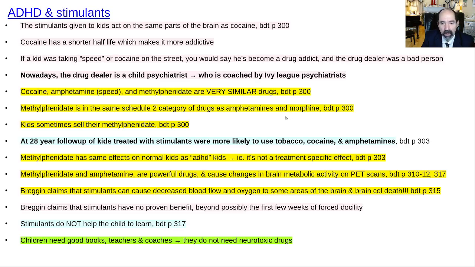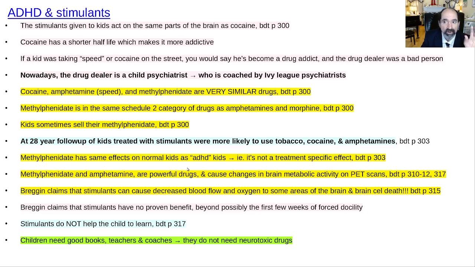Those are incredibly powerful drugs that are very capable of causing serious brain damage. Okay? I recently saw a couple of strokes from opioids. Kids sometimes will sell their methylphenidate. Yeah, it's a drug of abuse. At 28-year follow-up, one study listed in the Breggin book found the kids treated with stimulants were more likely to end up on other drugs: tobacco, cocaine, amphetamine. So polypharmacy is when it's a prescribed drug. This is just polysubstance abuse. Methylphenidate has the same effect on normal kids as ADHD kids, so it's not a specific treatment effect.